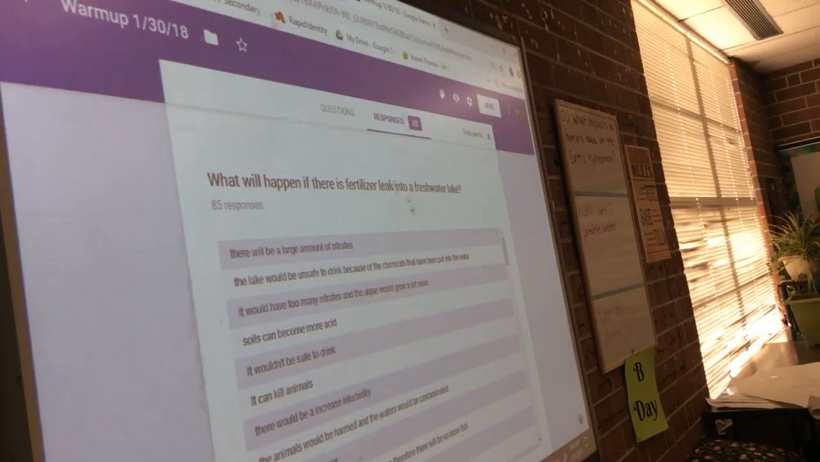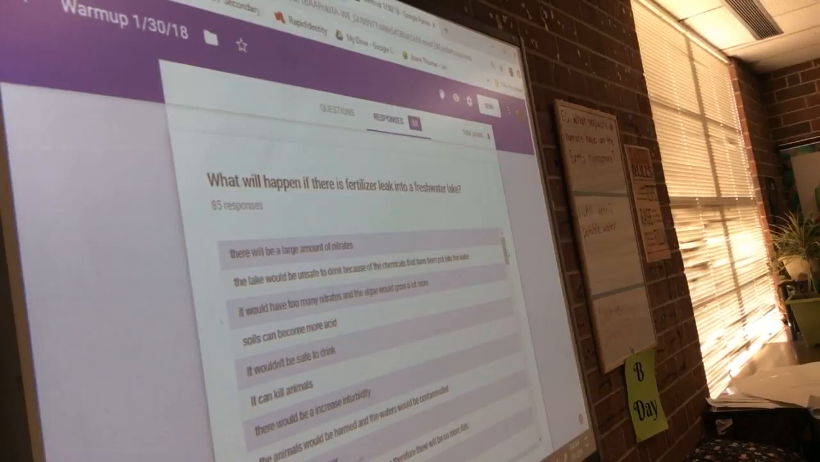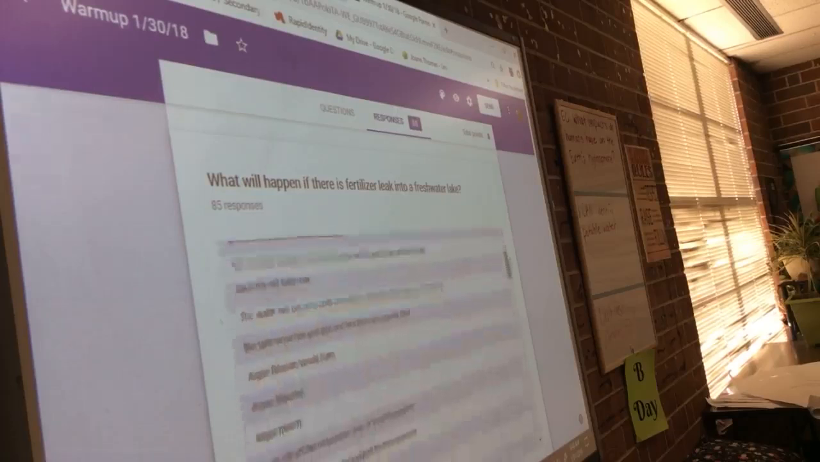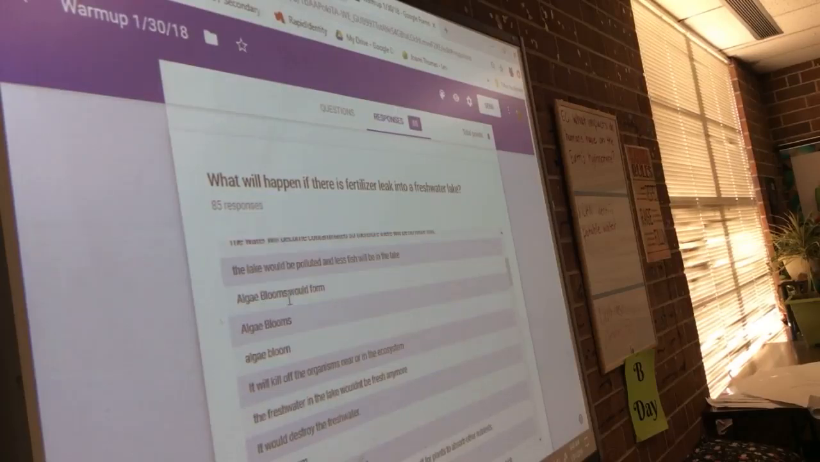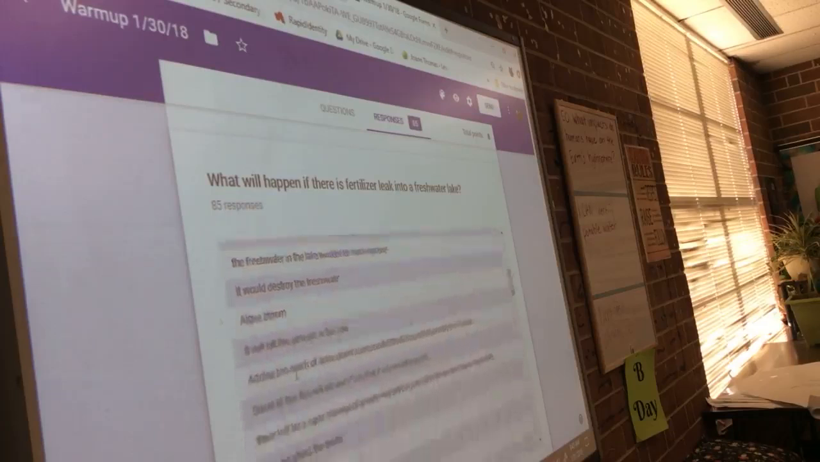All right, what will happen if there's a fertilizer leak into a freshwater lake? Most of you put that it's bad, which is true. So what I was looking for, though, is something along the lines of, like in this one, there'd be a large amount of nitrates. That's true. Algae blooms. I was looking for algae blooms. Or extreme rapid increased growth of plants. Something along those lines.